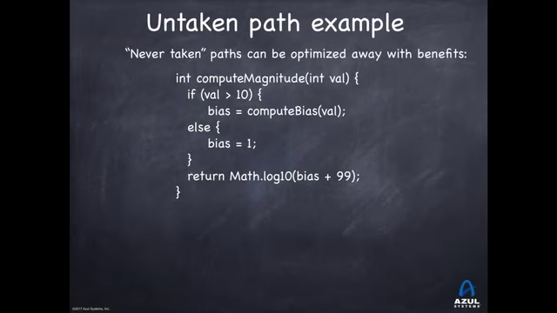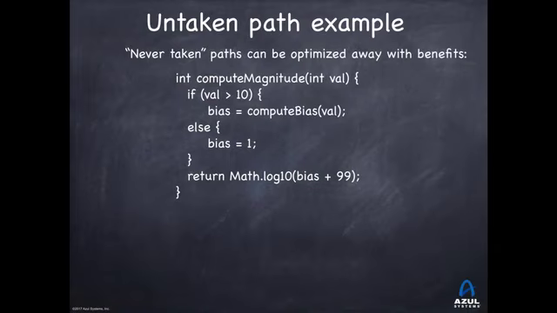Let's assume in this particular piece of code that the value we're passing is very unlikely to be more than 10. That's a very rare situation where something strange has happened, and we don't normally expect that to happen. But in our code, we have to take into account that it might happen. So we write our code to say that if the value is greater than 10, we'll compute the bias, and then we'll return the log 10. The problem is that most of the time, the value is always going to be 10 or less. So what we'll see is that it's always setting bias to 1 and then returning Math.log10 of 1 plus 99.